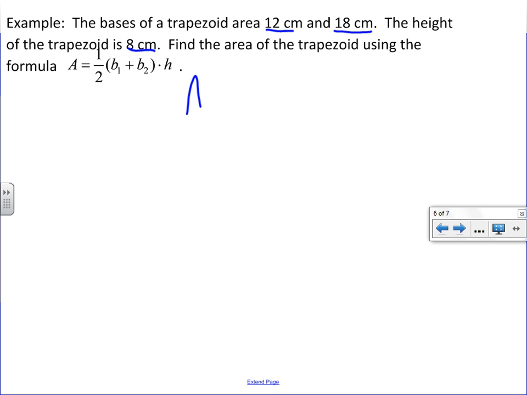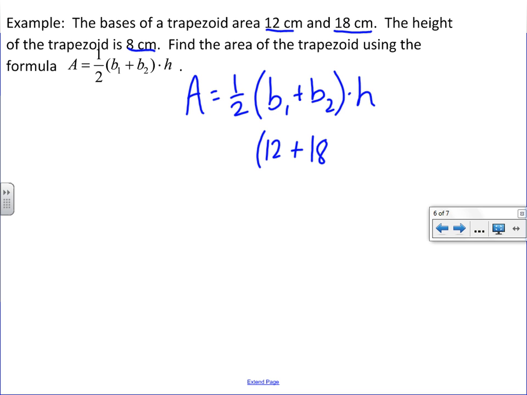Alright, so we have area equals half the quantity of b sub 1 plus b sub 2 times the height. Okay, we said our base 1 was going to be 12, so we're going to plug in 12 for that, plus, instead of base 2, we'll put 18, times our height of 8. So I have this now. If you don't understand where I've gotten something from, please raise your hand and ask.